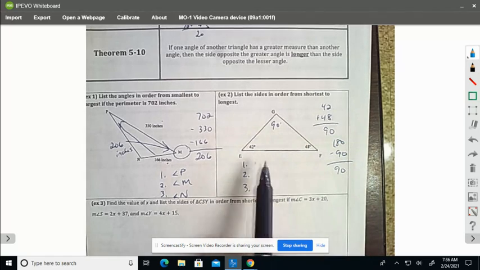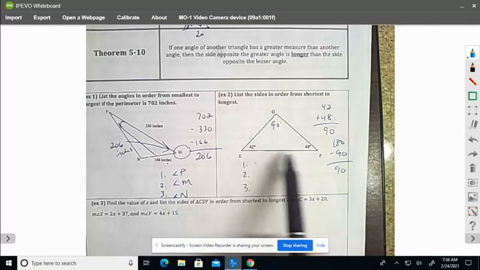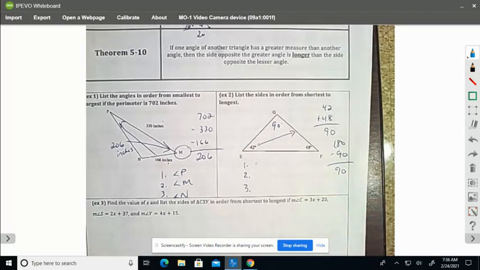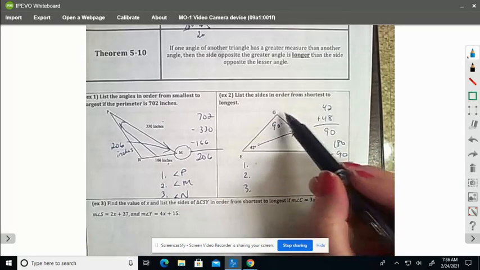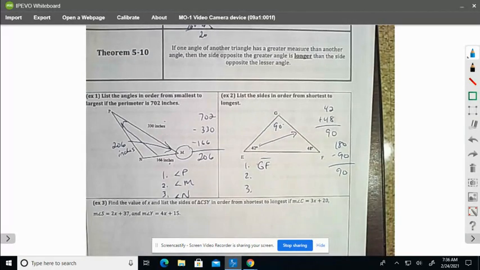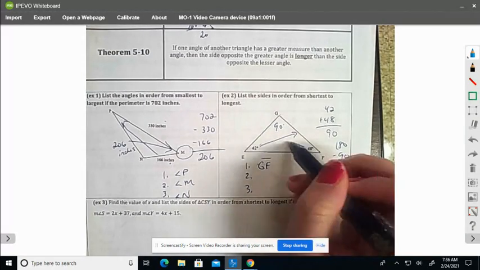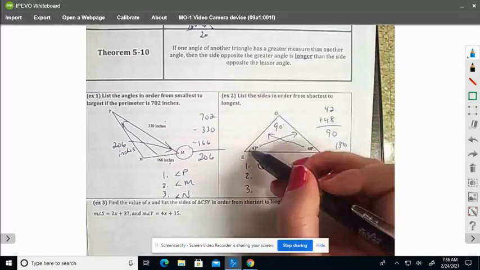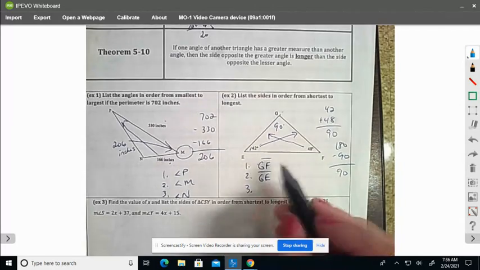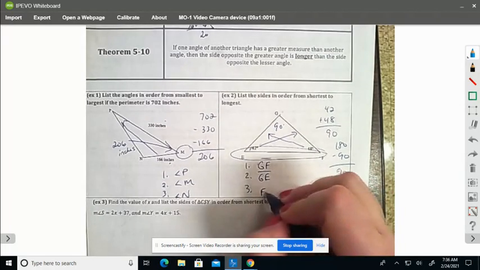Shortest is first. For the shortest side, I have to look for the smallest angle, which is 42. The side opposite it should be the shortest, so that side is GF. The next smallest angle is 48, so the side opposite that should be the next smallest side, which is GE. And then lastly, I have this side here, which is EF.